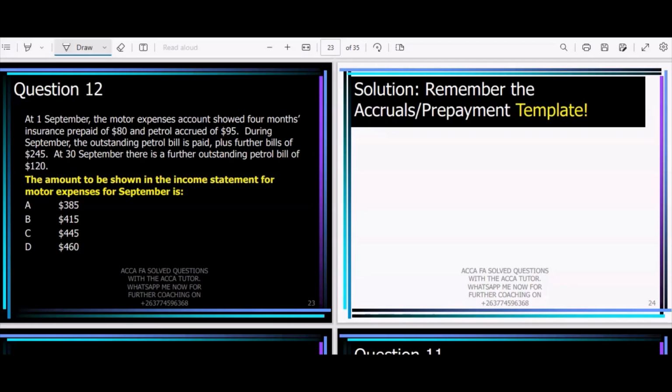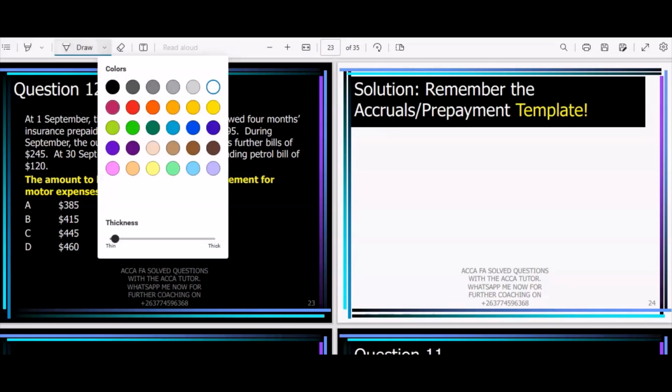The amount to be shown in the income statement for motor expenses for September is... okay, so here you just have to remember your template. Remember when we covered the accruals and prepayments topic, we were using a template, and that template is going to assist you, ladies and gentlemen, to overcome all your obstacles in this area. All right, so the template looks like this.